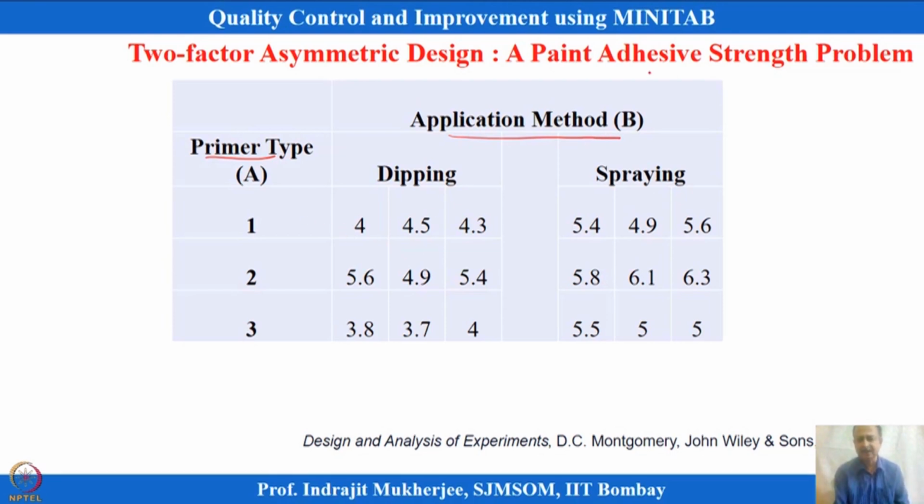These two factors are changed, and the adhesive strength, which is the CTQ, is measured; the values are given here. The application method can be of two types, dipping and spraying, and the primer type is of three types, that is, three different levels. Every combination is run, and we look at adhesive strength, which we want to maximize. What combination of factors A and B will maximize the CTQ, the adhesive strength?